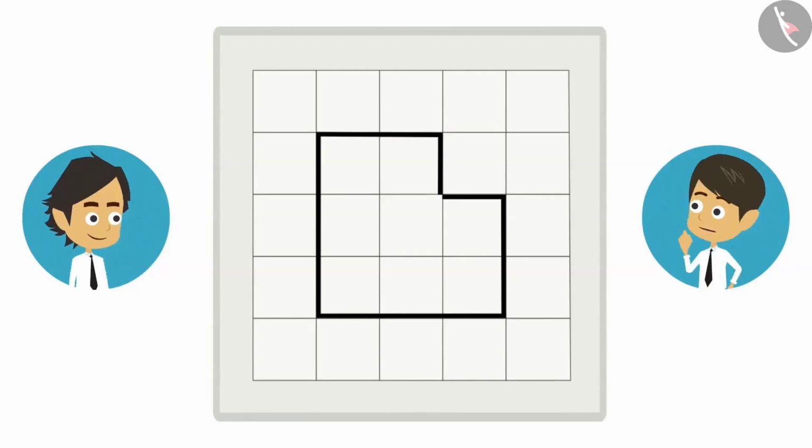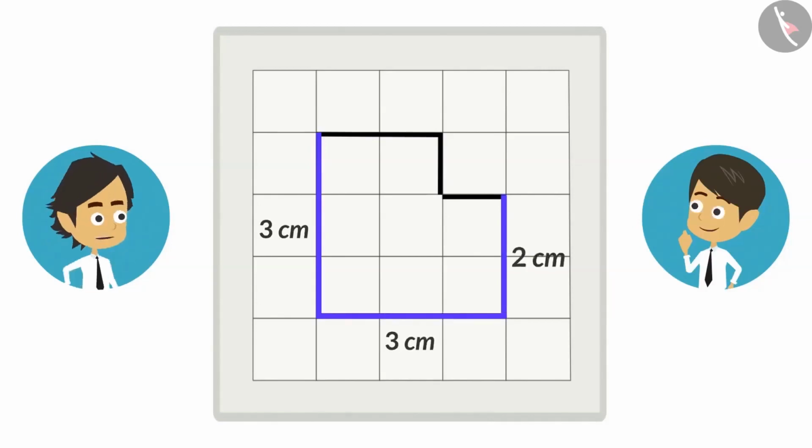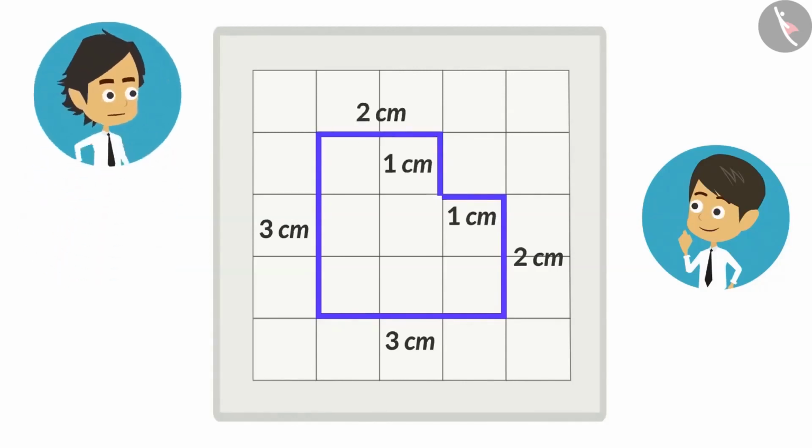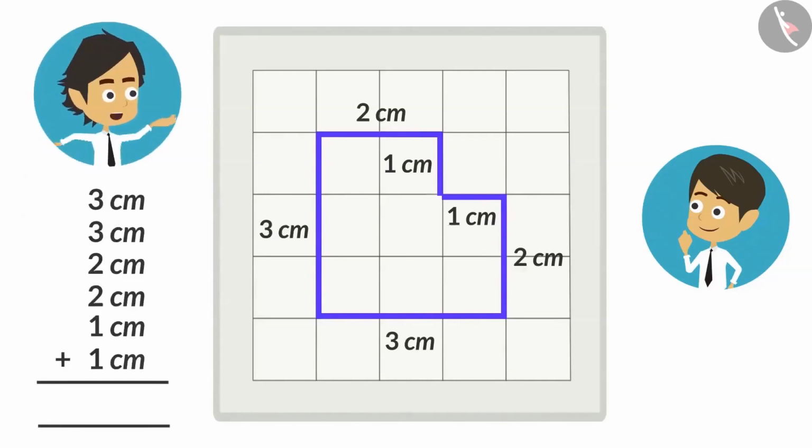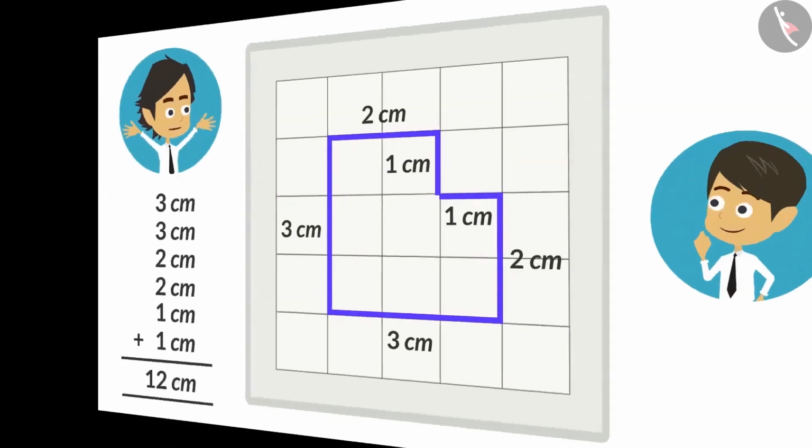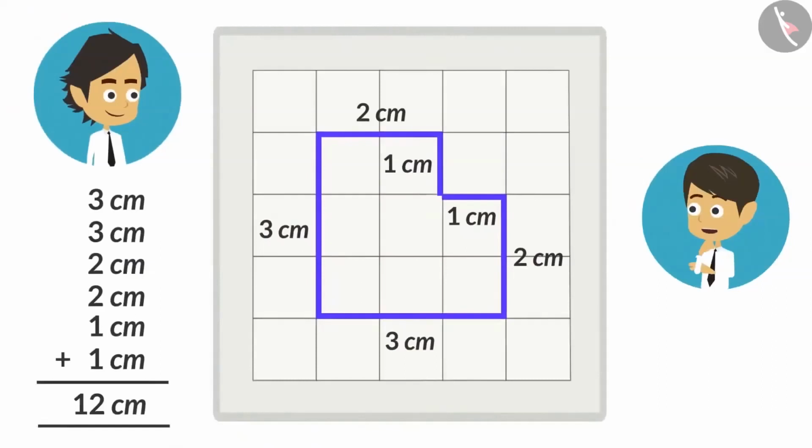Write down the length of all the sides. 3 centimeters, 3 centimeters, 2 centimeters, 1 centimeter, 1 centimeter, 2 centimeters. If you add all these, the answer will be 12 centimeters. We changed the shape of the figure, yet the size of the boundary did not change.